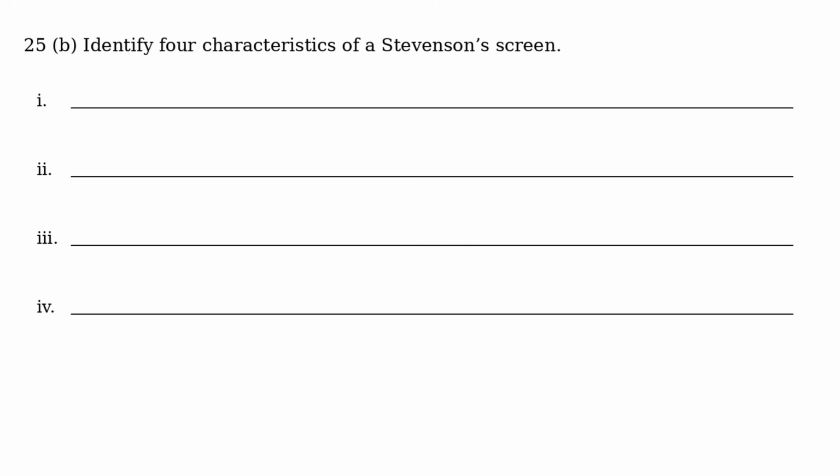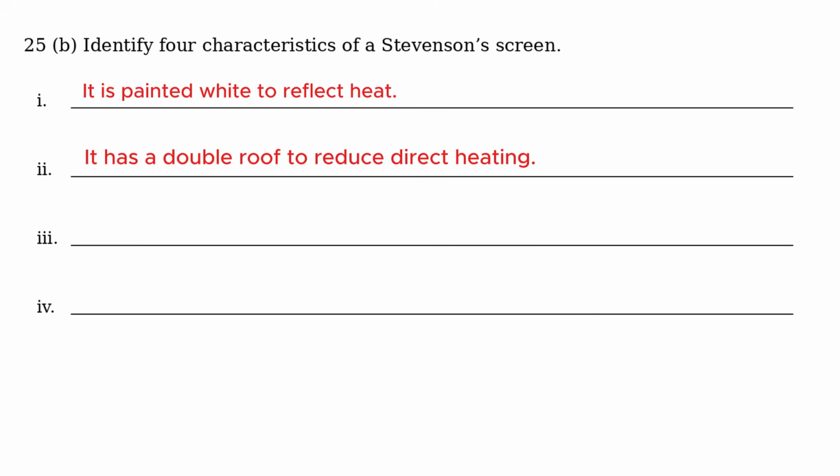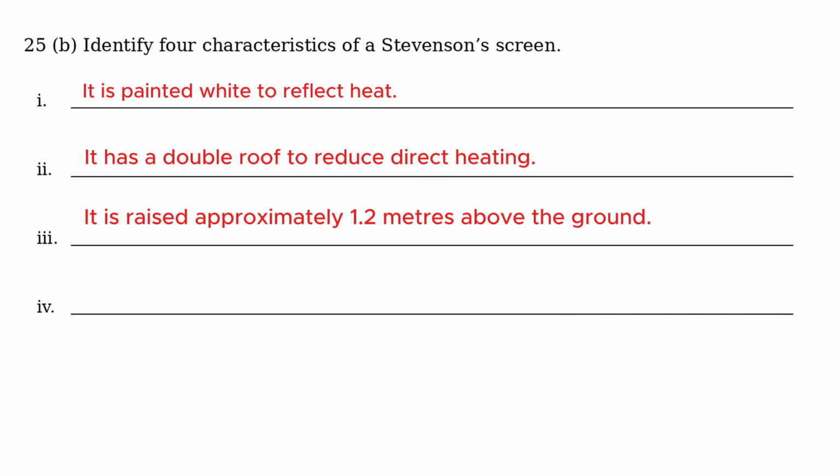For example, it is painted white to reflect heat. Another thing, it has a double roof. Why? To reduce direct heating. Another thing, it is raised approximately 1.2 meters above the ground. And other things is that it is made of wood and having a lockable door. So any of the features should be correct.